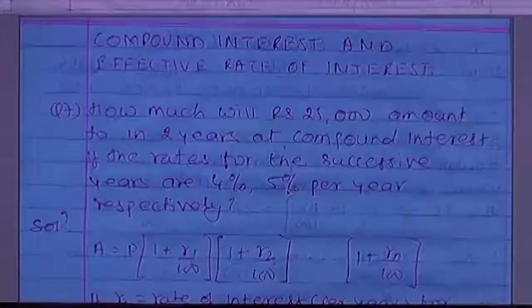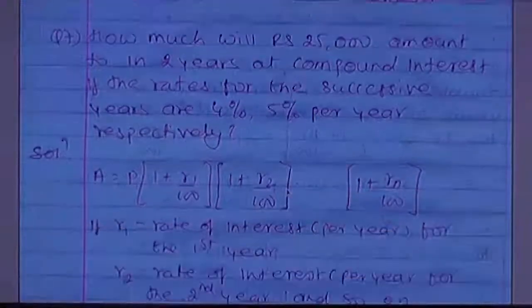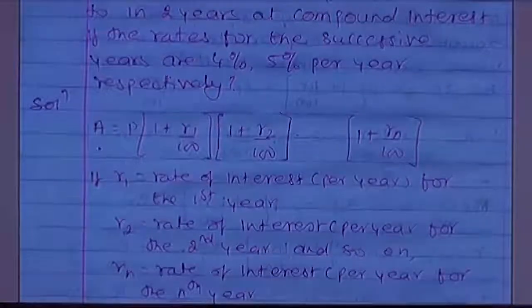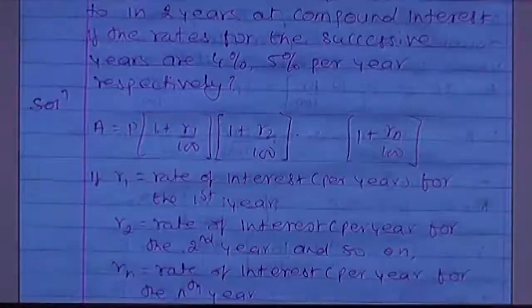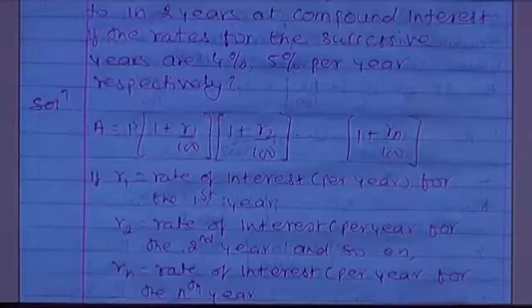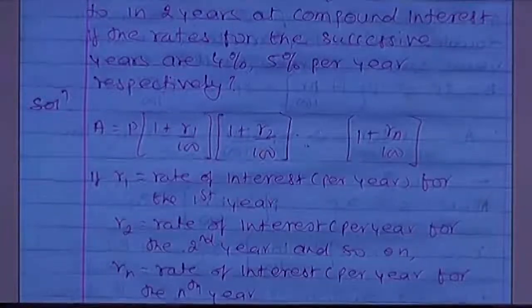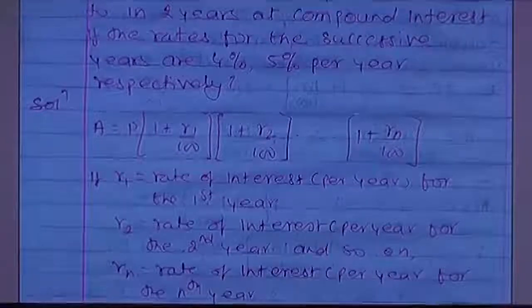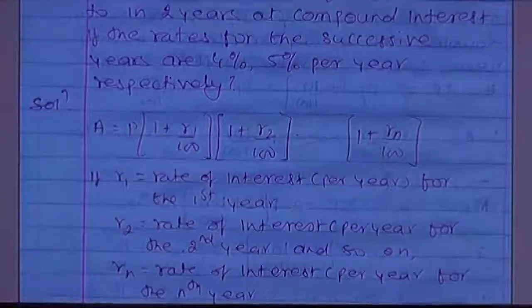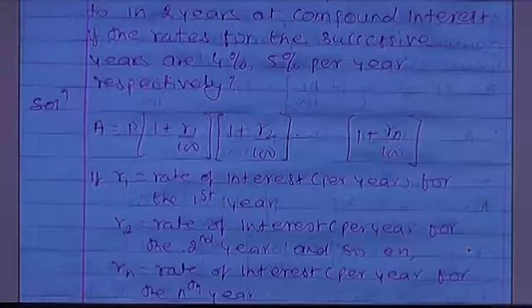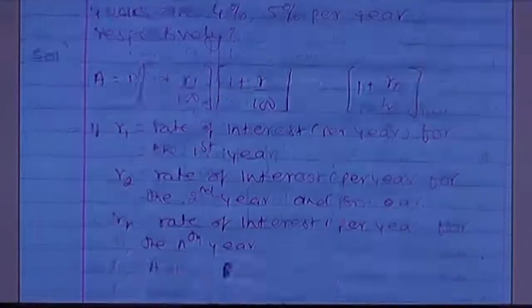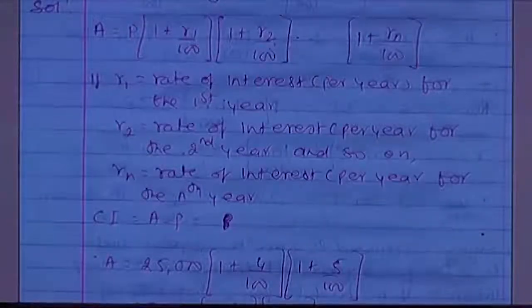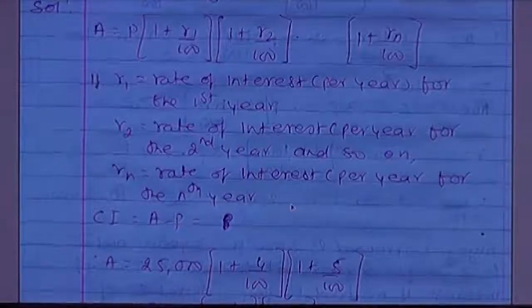Rate of interest for the second year is 5% respectively. So the amount will be equal to P times 1 plus R1 upon 100 into 1 plus R2 upon 100, and so on, up to 1 plus Rn upon 100, where R1 is the rate of interest per year for the first year, R2 is the rate of interest per year for the second year, and so on. And Rn will be the rate of interest per year for the nth year.